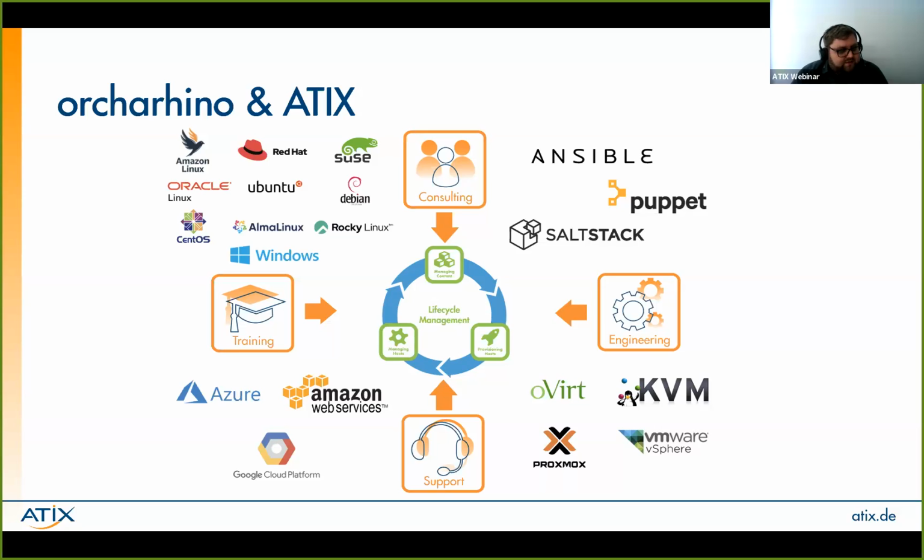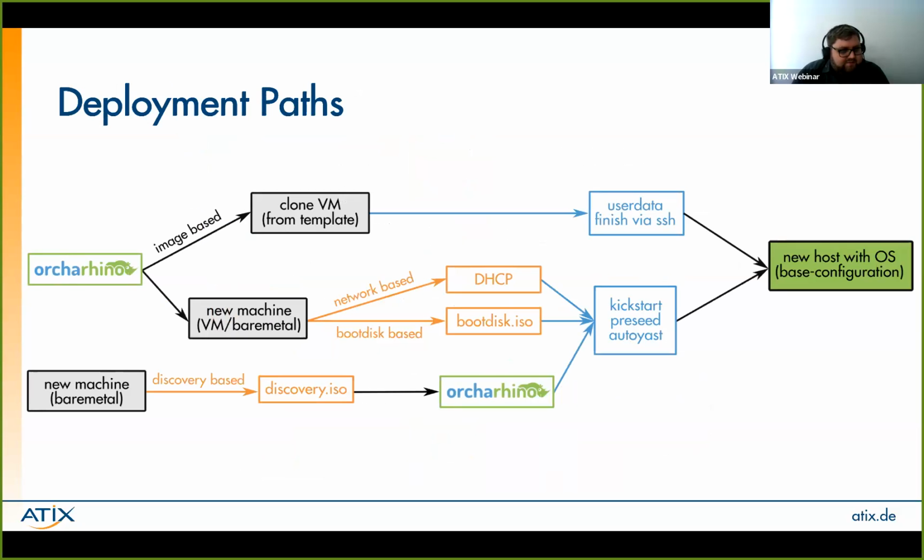You might be aware that the Orcharhino is based on the open source tool Foreman. So our engineers are in exchange with the Foreman community. And all this together is the Orcharhino. Given the fact that you have different providers and different places where you can deploy your host, there are different paths available to deploy your host, depending on your scenario, on how you want to deploy your host. So what does this mean in detail?